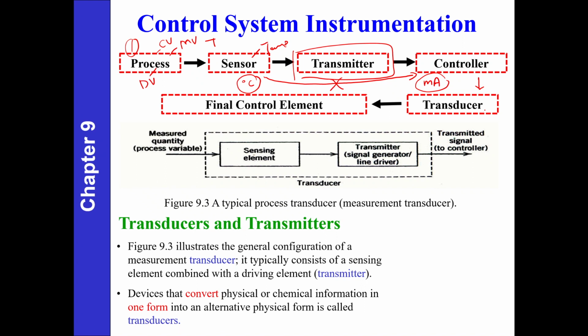This controller will send a signal to the control valve whether to open or to close. But this signal is again in milliampere. The final control element, which is the control valve, can only receive a signal in the form of pressure, which is in this unit. That's why the transducer plays an important role here, which is to convert from milliampere into PSIG.